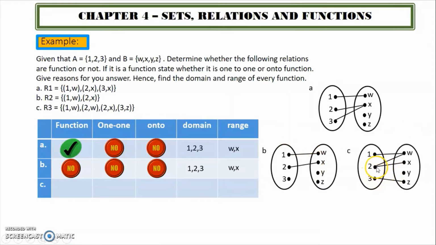Okay, yang ketiga. So 1W, 2W, 2X, 3Z. So, dia function ke tidak? So, dia bukan function. Sebab apa bukan function? Sebab ini relation many to many. So many to one gabung dengan one to many. So dia akan jadi many to many. So dia bukan function. Okay, one to one. So of course lah not one to one. Onto pun not onto sebab Y ni tak ada pairing dia. Domain dia 1, 2, 3. Range dia W, X, Z.